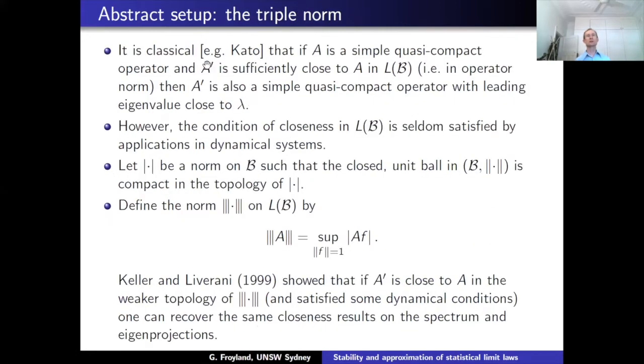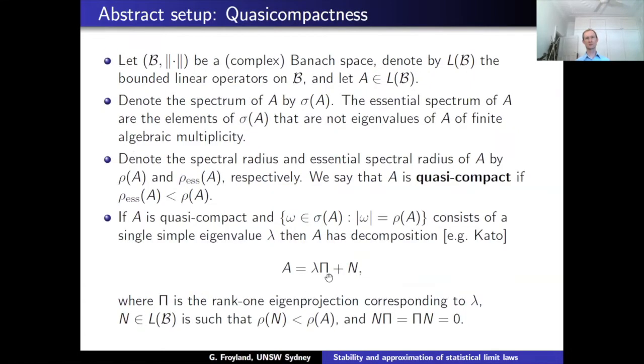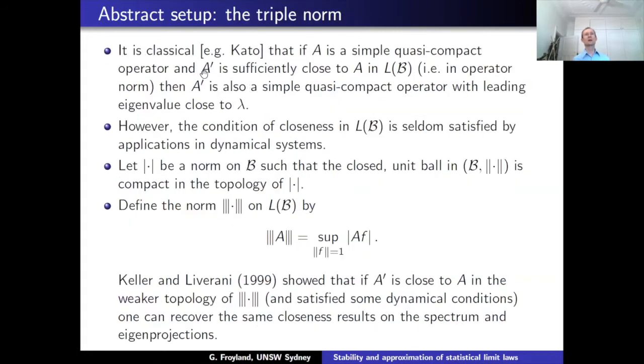In this setting, it's classical, like Kato-type arguments, that if you've got a simple quasi-compact operator, meaning you can write it like this, and you've got an A prime that is close enough to A in operator norm, then A prime is also a simple quasi-compact operator, and its leading eigenvalue is close to lambda. That's nice, but this operator-norm closeness is typically way too strong for anything you could get in dynamical systems-type arguments, and any numerical method would fail to satisfy it.